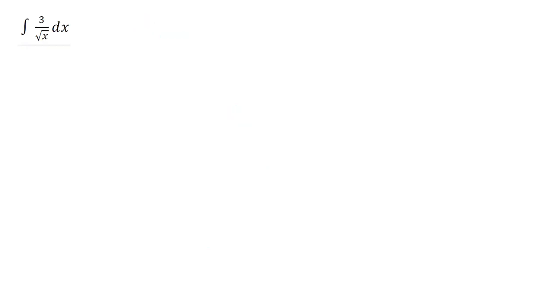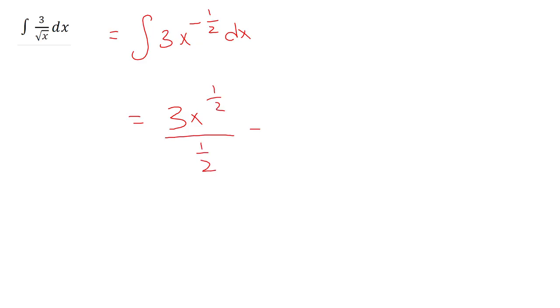We're going to do a similar thing here. We'll rewrite this one as the integral of 3x to the negative 1/2. Right? And then we can just integrate that. Right? We go up from negative 1/2 by 1. That's 3x to the 1/2, and we'll divide by 1/2 plus your constant. And of course, multiplying by 2 is the same as dividing by half. So this will be 6x to the 1/2, or 6 root x, plus our constant.